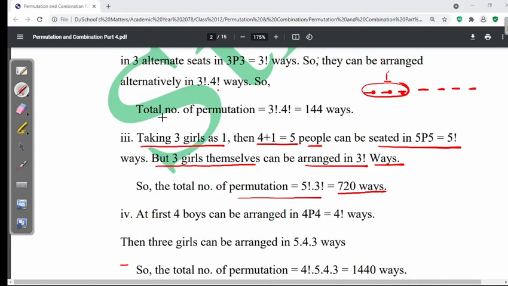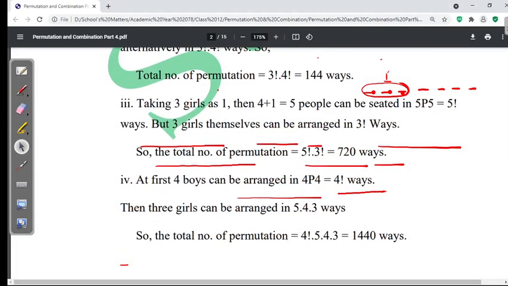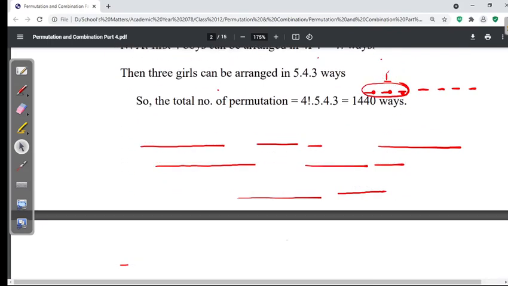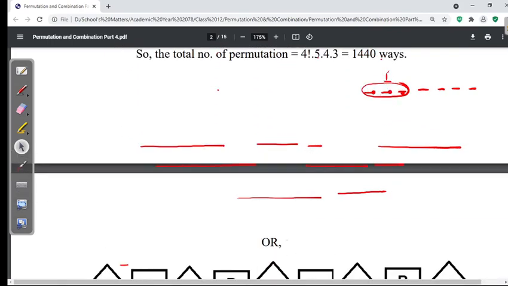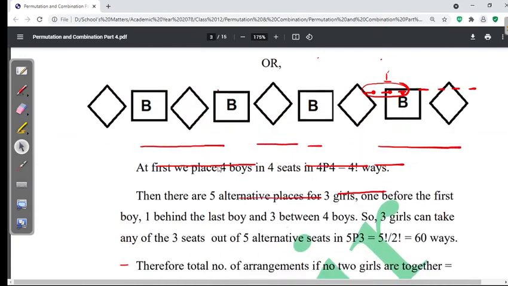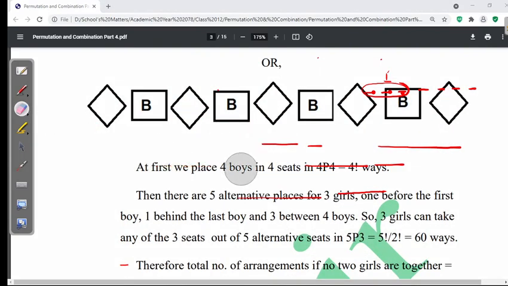And the next question, the last question, is: no two girls are together. The question is, no two girls are together. That can be done this way. We can solve that by this diagram, it will be better to understand.